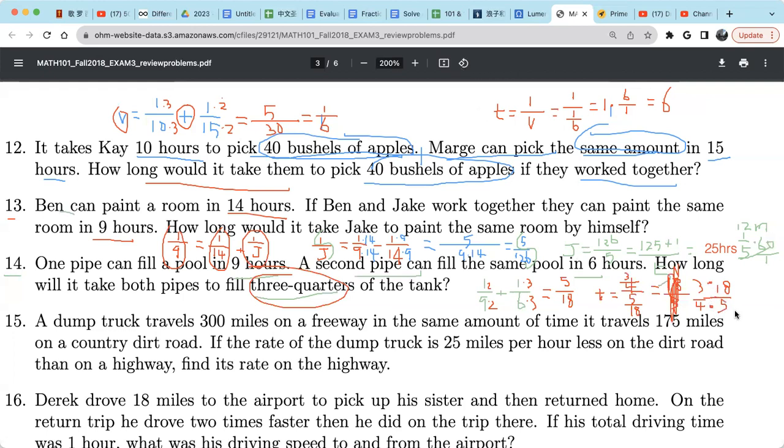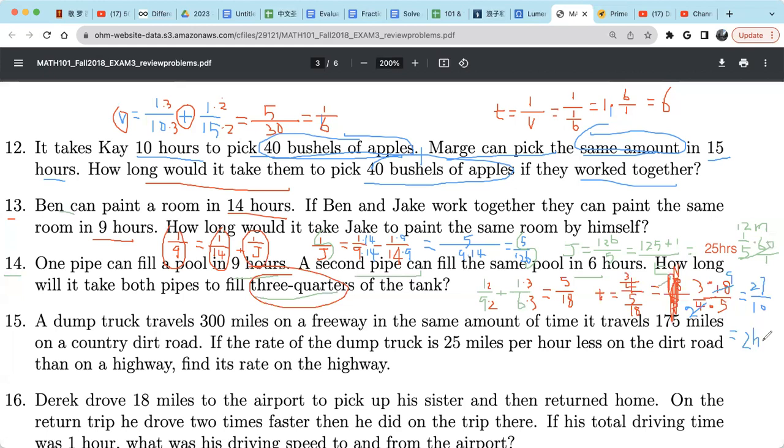And then we see 18 and 4 can simplify, because both have a factor of 2. 18 divided by 2 is 9, and 4 divided by 2 is 2. Now 3 times 9 is 27, and 2 times 5 is 10. So 27 over 10. 27 is 20 plus 7, so we get 2 hours.